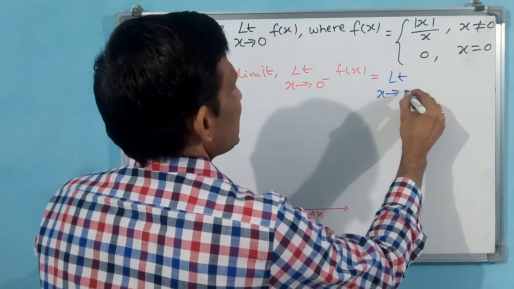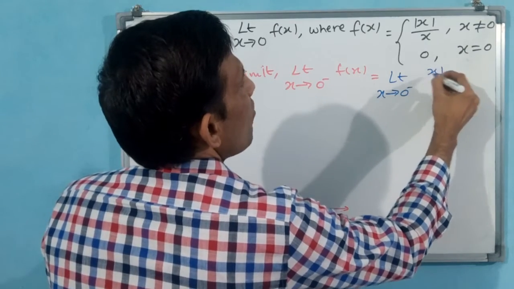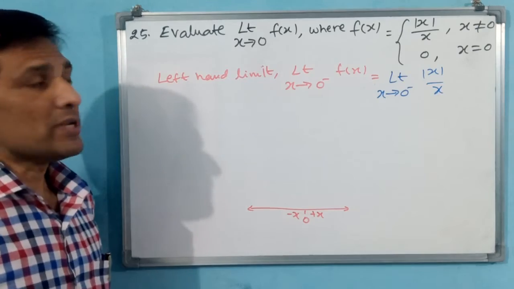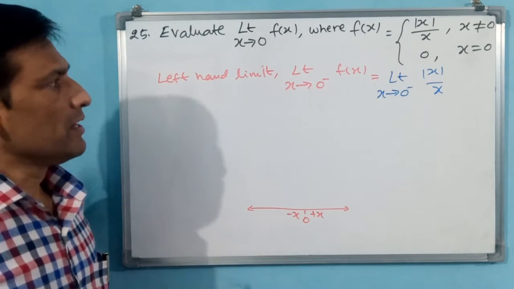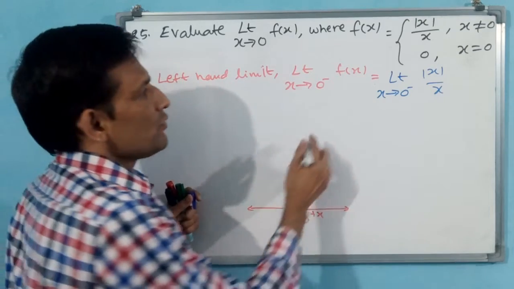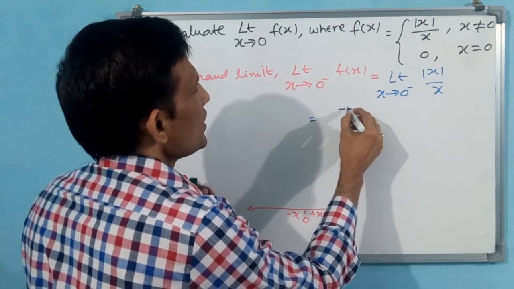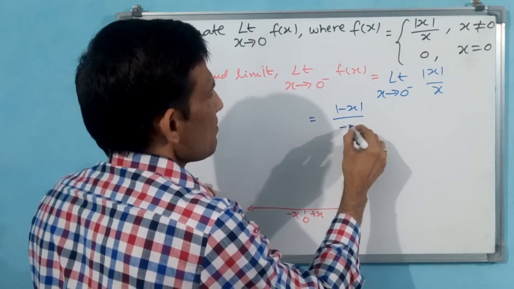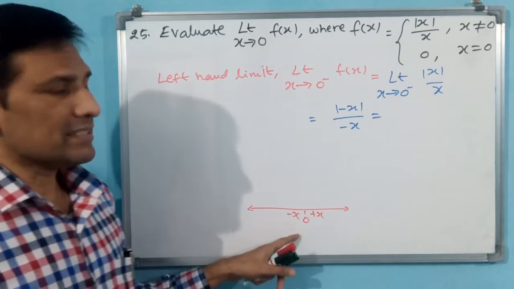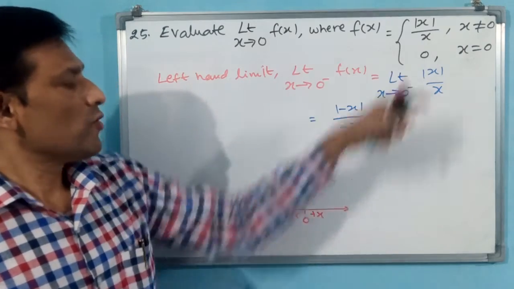Now see what you have to write here. Limit x tends to 0 minus, modulus x by x, you have to write. Modulus x by x. Okay. Now you tell me, at less than 0, what is going to become? Minus x. You write down: that is equal to modulus of minus x divided by minus x. Why? Because x is minus x here. They have given x. Okay.